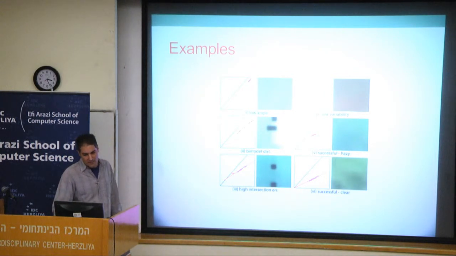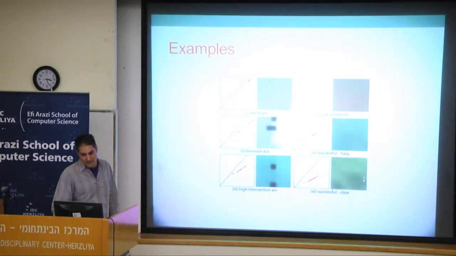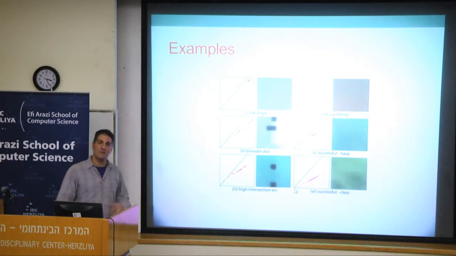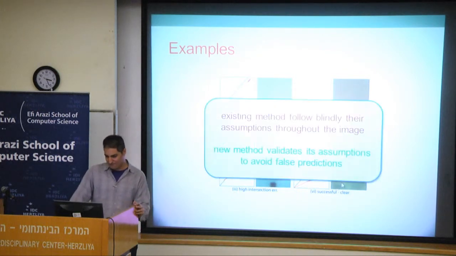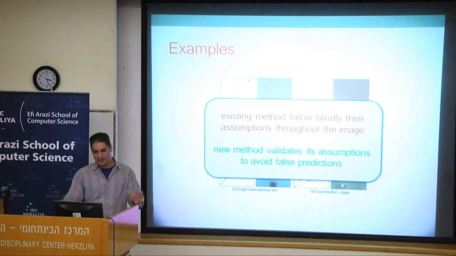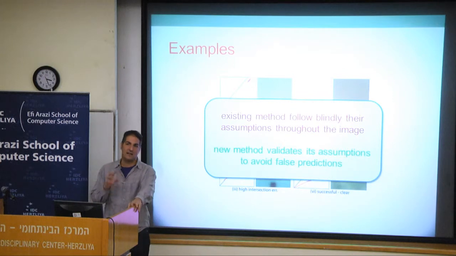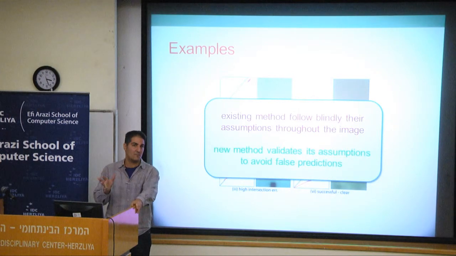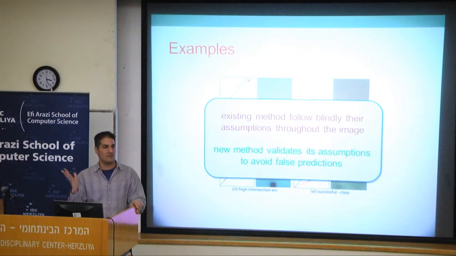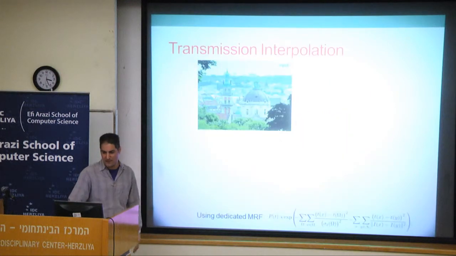This is a case where the color line extracted does not pass through the origin, meaning that there is haze. This is a patch in which the color line does pass through the origin, meaning that there is no haze in that patch. So the main point is that the new method, based on this long list of criteria, can identify cases in which the assumptions do not hold and skip these patches. I think this is the main point of that method.